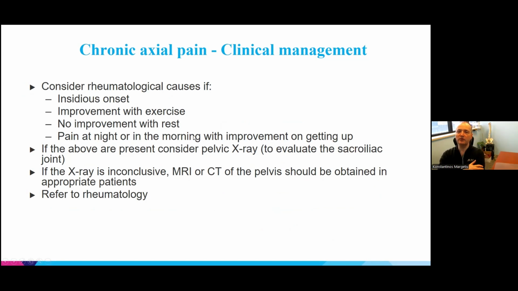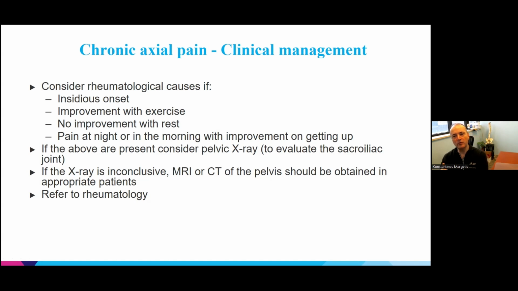So overnight, because they're not moving their joints, they're not moving their backs, there is some stiffness. When they wake up in the morning, their joints are stiff from the rheumatological condition, and then they complain about more pain when they wake up. And as they start moving, that pain kind of subsides.